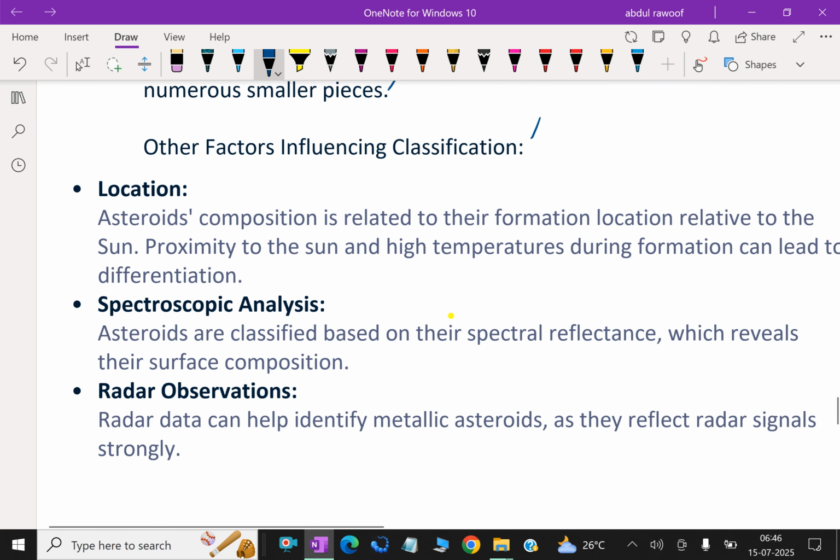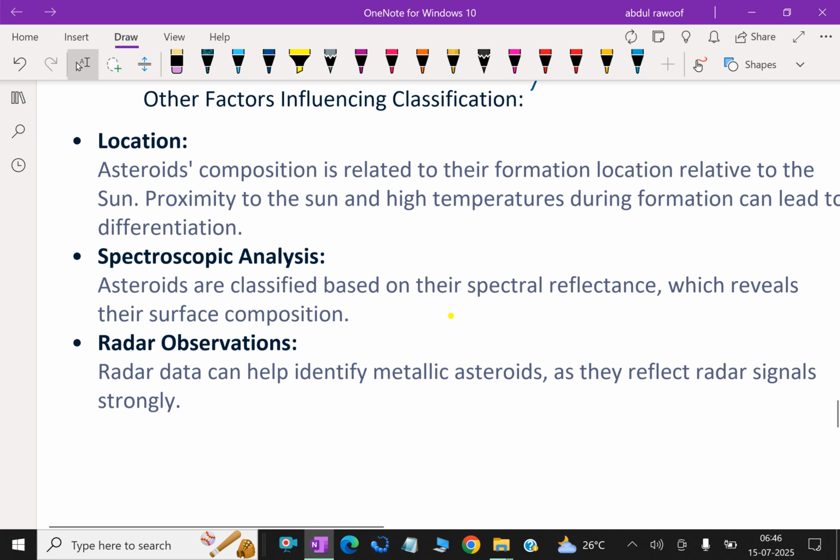Other factors influencing classification. First, location. Asteroids' composition is related to their formation location relative to the Sun. Proximity to the Sun and high temperatures during formation can lead to differentiation. Spectroscopic analysis. Asteroids are classified based on their spectral reflectance, which reveals their surface composition. Radar observations. Radar data can help identify metallic asteroids as they reflect radar signals strongly.